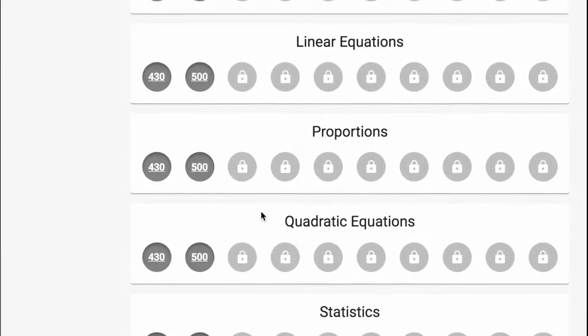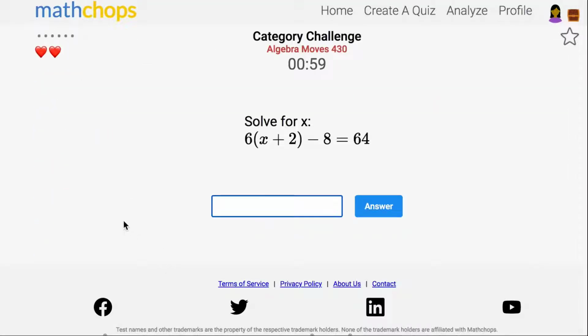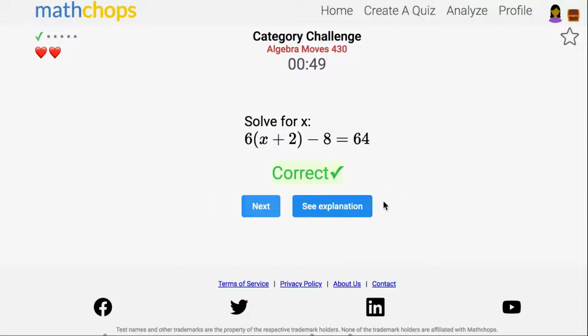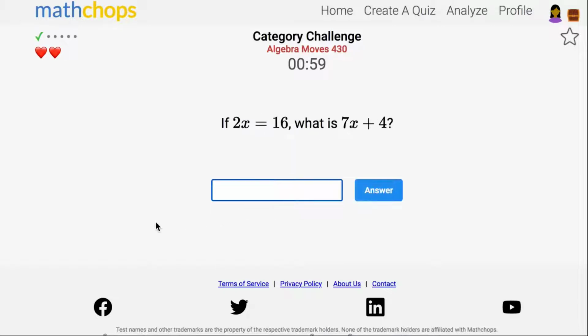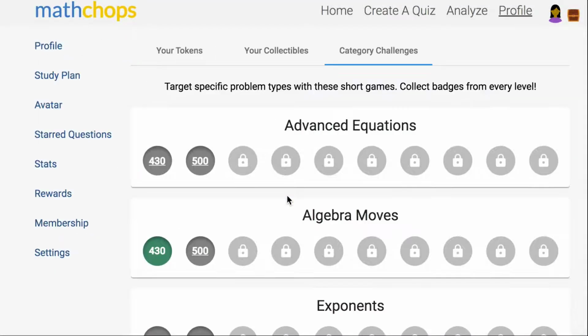Let's start with algebra moves. Algebra moves focuses on things like adding a number to both sides of the equation or distributing. You might have to solve for x and then plug x into another expression. Or you might have to translate a word problem into an equation. If you're able to get 6 questions right, you'll earn a green token, which you can now see on your category challenge page.